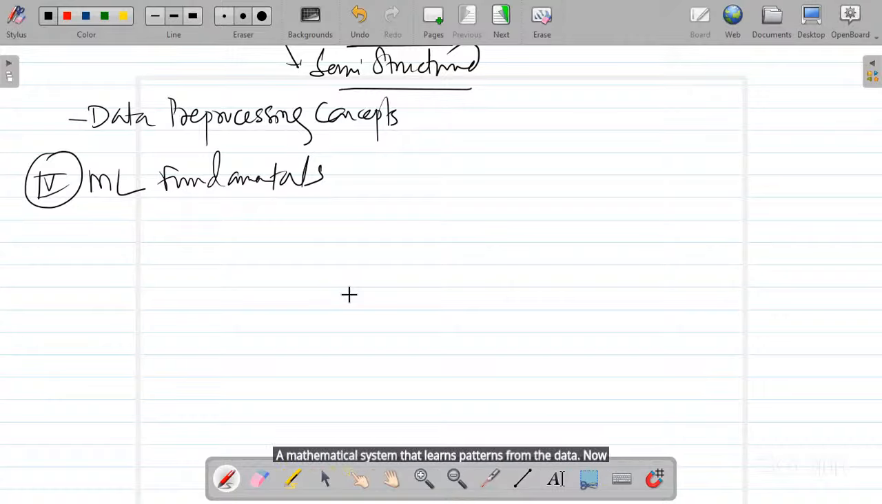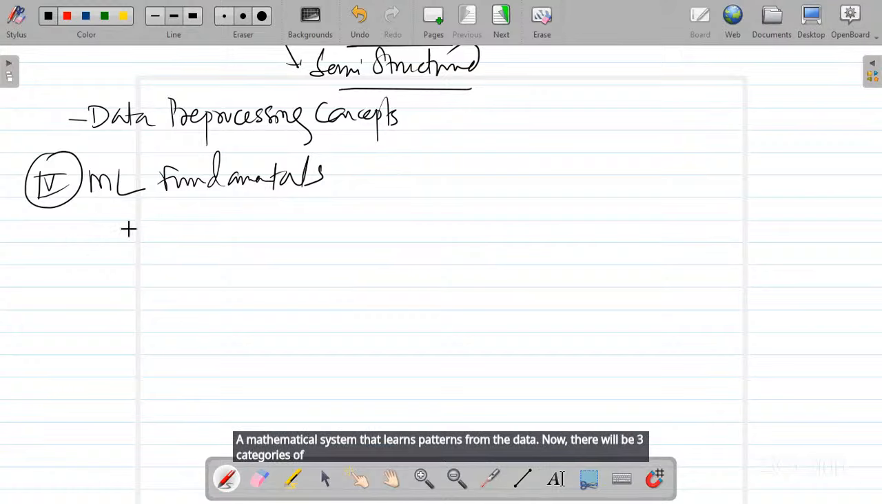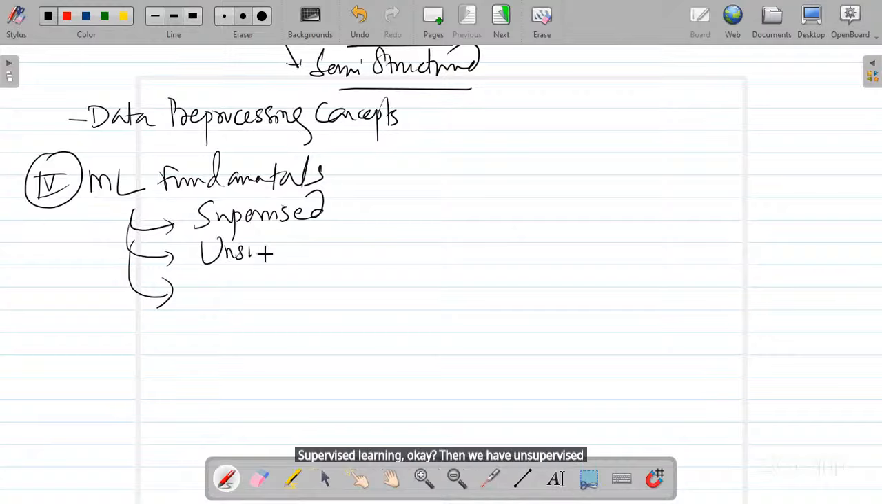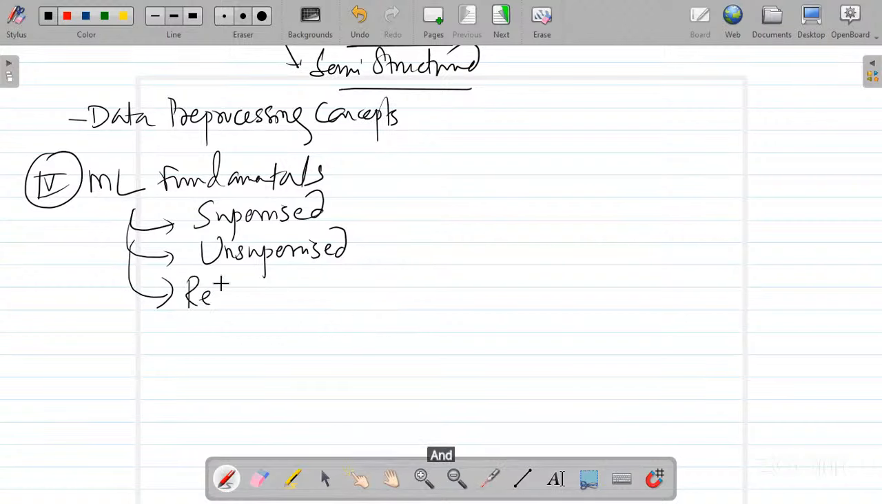Now there are three categories of ML. You might be aware of this, so I'm covering it quickly. Supervised learning, then unsupervised learning, and the third one is reinforcement learning. At any point of time, if you have any doubts, just let me know in the chat box.